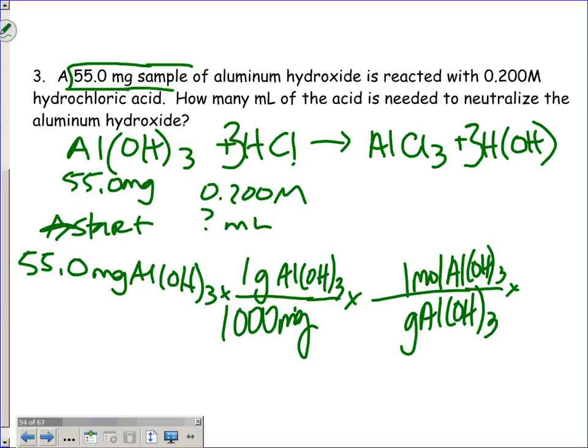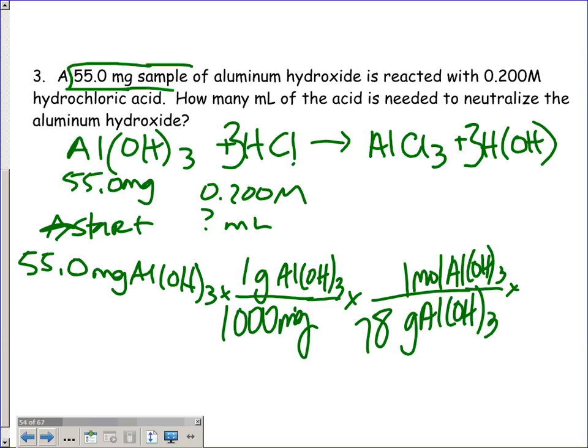Jacob, periodic table. 77.98. Let me just verify that in my head real fast. 17 times 3 is 41. 41 plus 27 sounds about right. What is it? 77.98. I'm just going to round to 78 because it sounds wonderful. I am assuming that different periodic tables have a slight difference there. Okay, so 1 mole is equal to 78 grams of aluminum hydroxide.